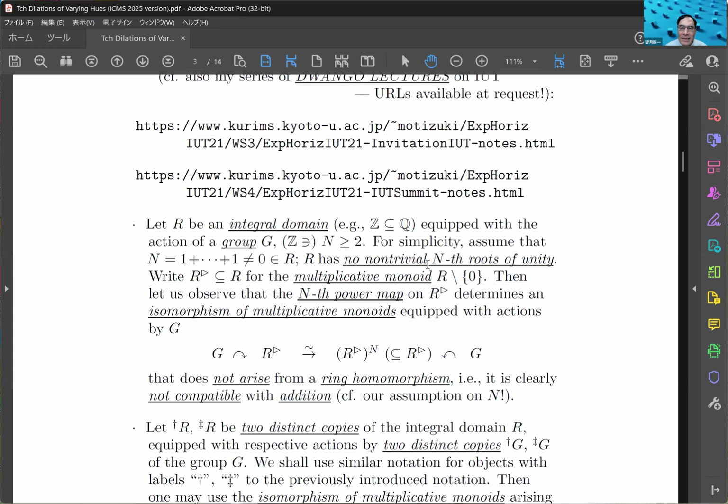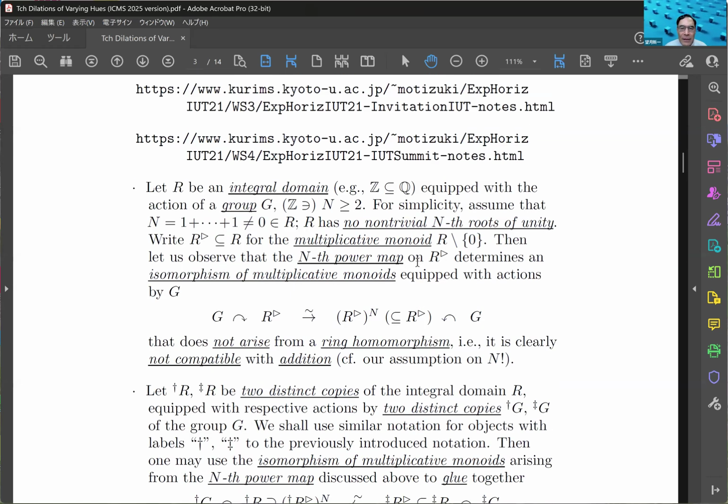This is not an essential assumption, but just for simplicity. And we denote by R triangle the multiplicative monoid given by the complement of 0 in R. Then we observe that the nth power map on R triangle determines an isomorphism of multiplicative monoids equipped with actions by G. This is the isomorphism of multiplicative monoids given by raising to the nth power, and so it's equivariant with respect to these actions by G.